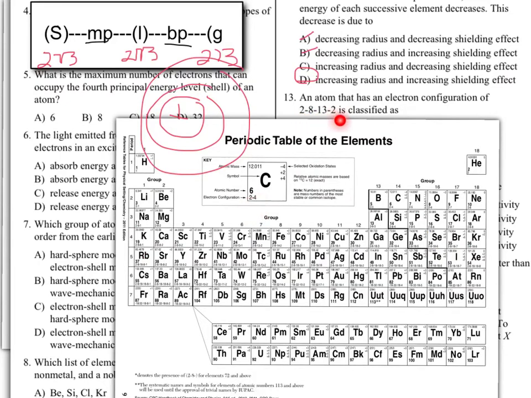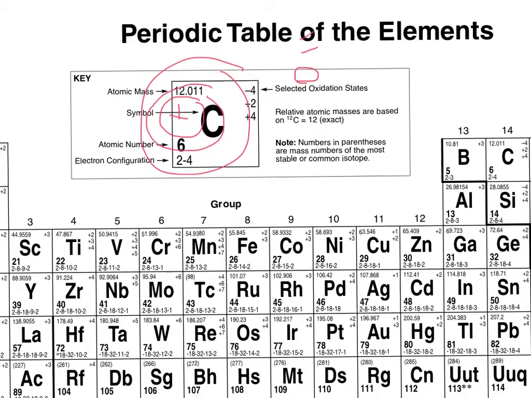So if we sum up these electrons, we're going to have 25. So let's look on the periodic table for element number 25 and see if we can find an electron configuration match. Here I've blown up the reference table and you can see element number 25 is manganese 2, 8, 13, 2. So that is an exact match.